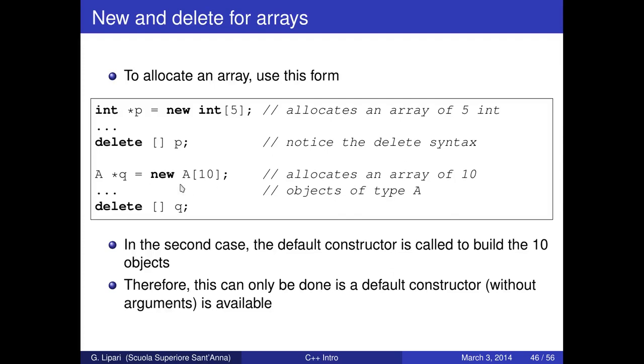Notice that in the second case, for sure, the constructor of A is called for every single object that is created. Okay. And this means that you need to have a constructor with no arguments, because you cannot pass arguments to these constructors here. So you need to have a default constructor which takes no argument for constructing A, otherwise this will give you an error. And delete is just the same. You just delete an array of objects of type A.